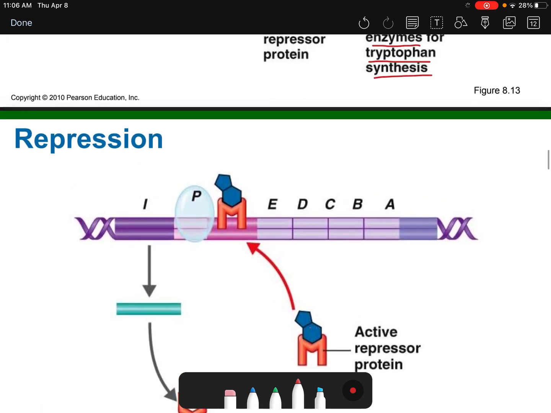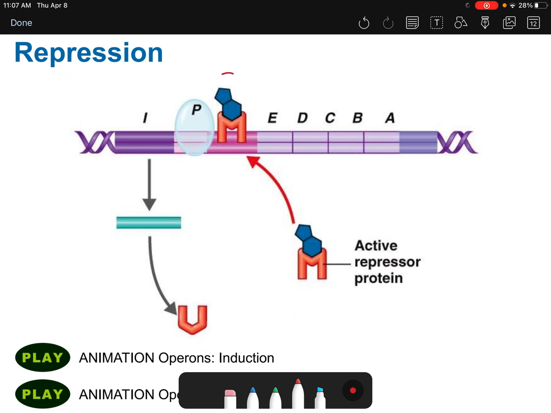As soon as you have that tryptophan being made, now it's going to bind with the repressor. It's going to activate that repressor protein, and it's going to block the RNA polymerase. Now it can no longer go through transcription or translation. Okay?